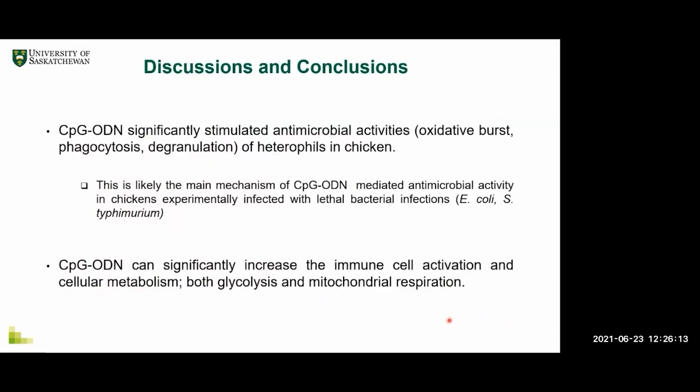In discussion and conclusion, based on the results of our study, we can say that CpG-ODN significantly stimulates the antimicrobial activities, oxidative burst, phagocytosis, and degranulation of heterophiles in chickens, and this is likely the major mechanism of CpG-ODN mediated protection in chickens experimentally injected with lethal doses of different bacteria, E. coli and Salmonella. Also, CpG significantly increases immune cell activation and metabolism, both cellular glycolysis and mitochondrial respiration.